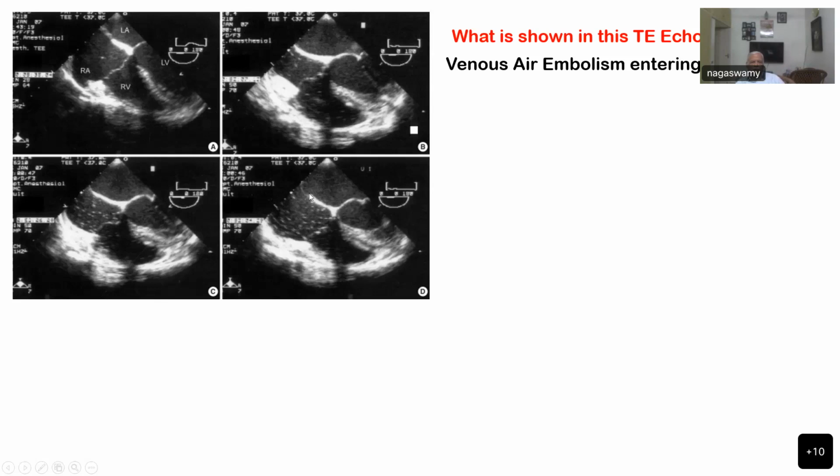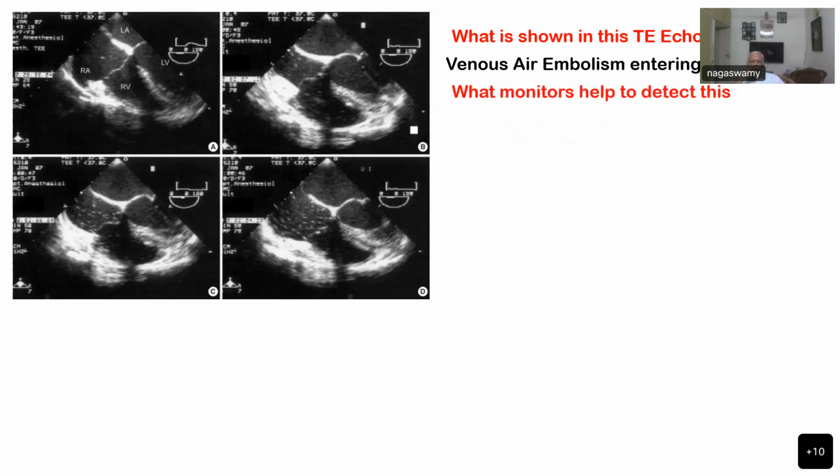So this is called the firefly appearance in the right atrium, which indicates entry of air. So venous air embolism. This is a classical picture which you can easily identify. Okay, so venous air embolism entering the right atrium.